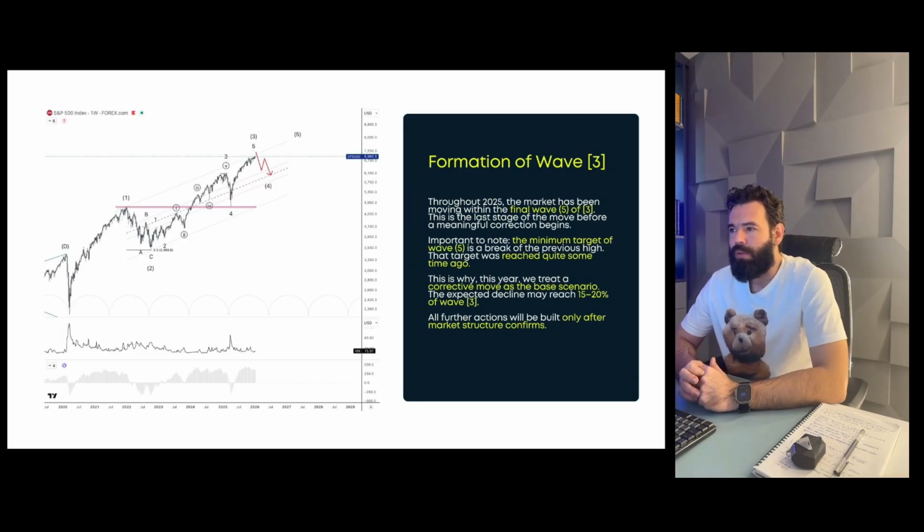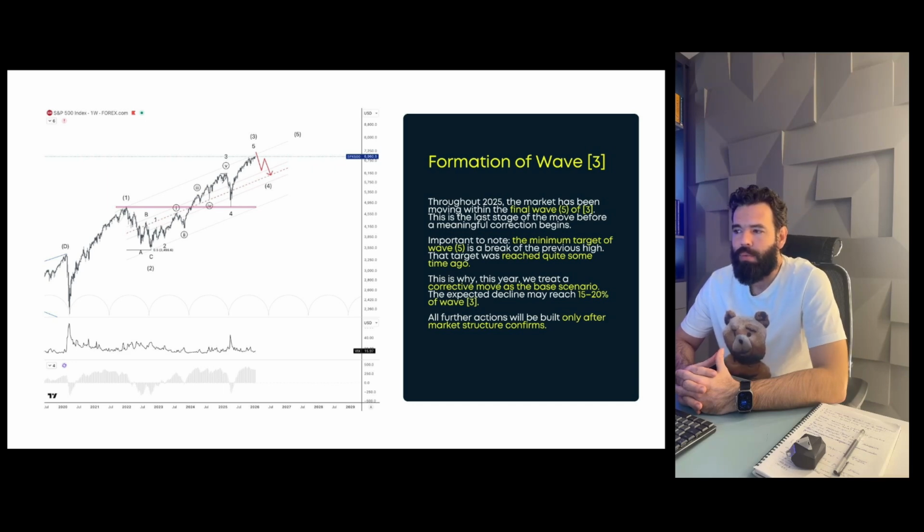So, the current situation looks as follows. Throughout the entire 25th year, the market has been forming within the framework of the final wave 5, inside the larger third wave. This is the final stage before the start of a significant correction. Let me remind you that the last similar correction was in 2022, and in fact a correction of roughly the same magnitude is expected in 26. It is important to remember that the minimum target for Wave 5, which is currently developing, is to surpass the previous high. And this target was already reached quite some time ago.